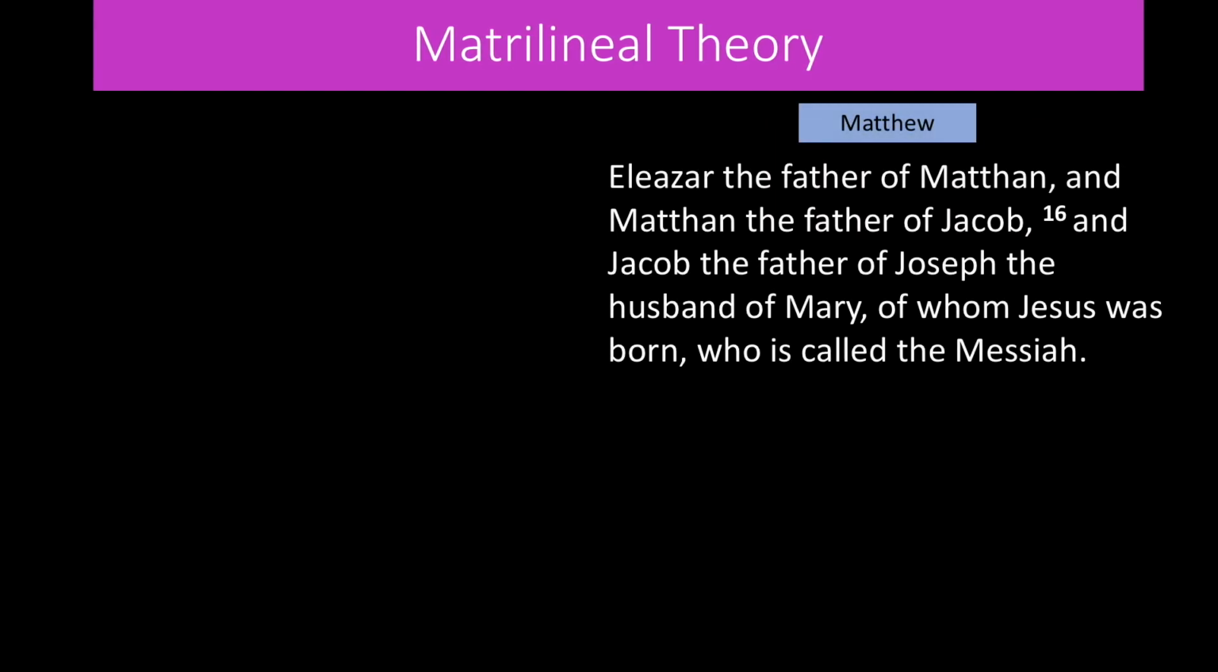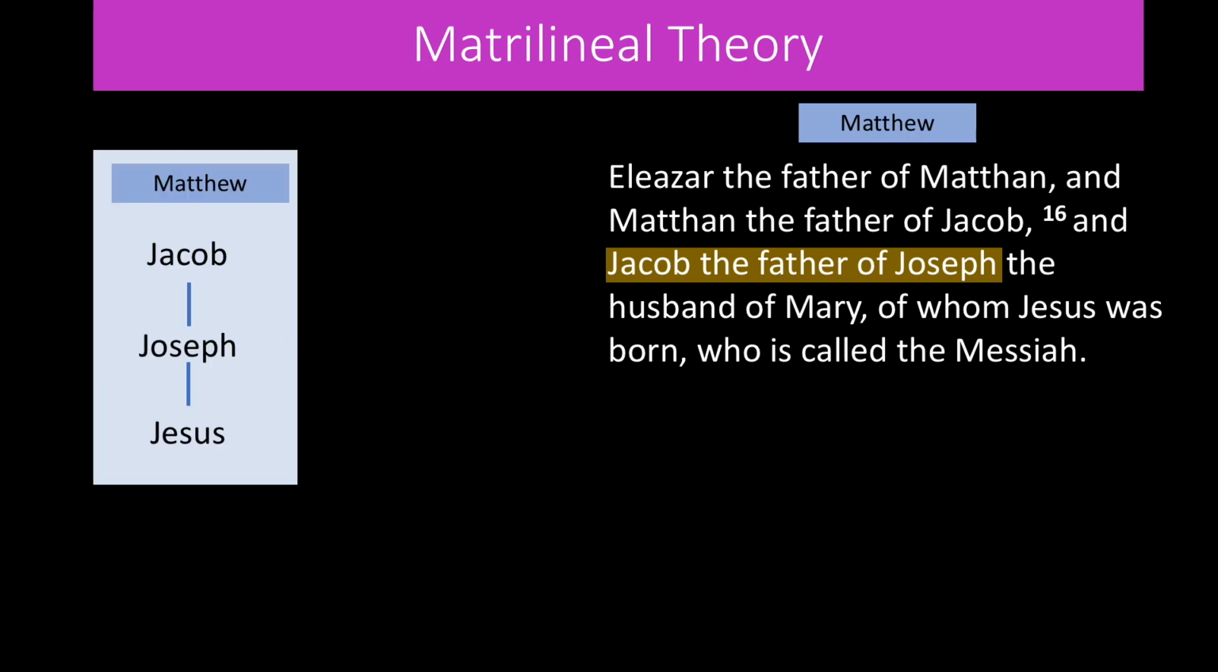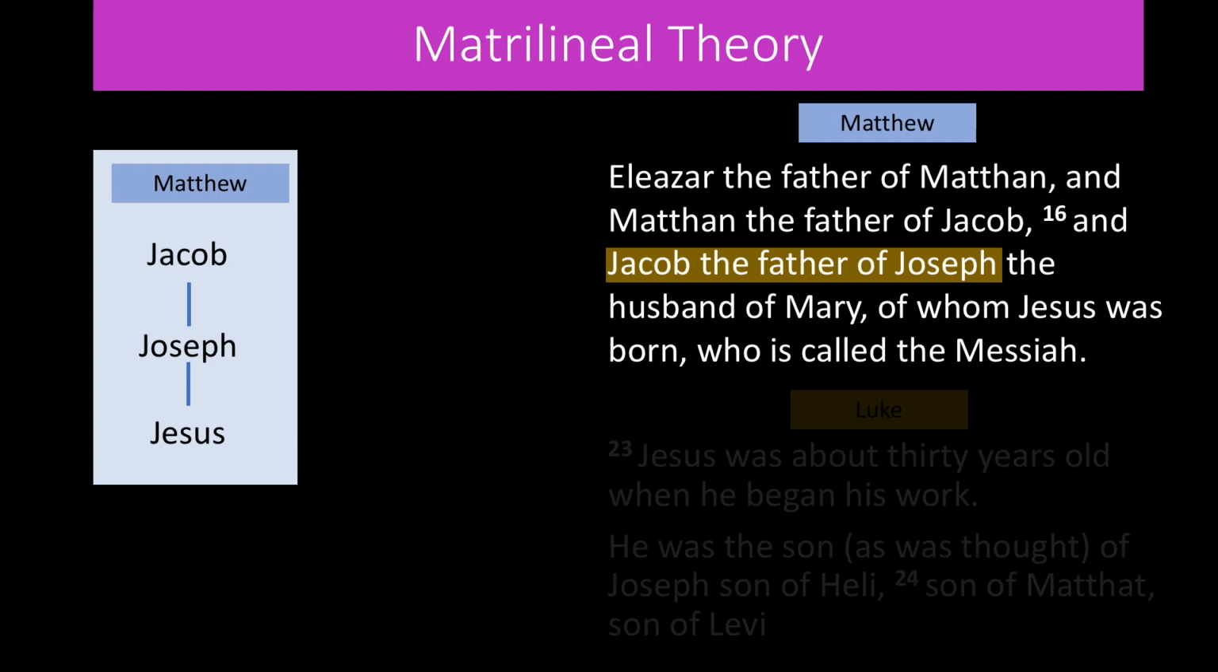So let's start with Matthew. Matthew tells us, quote, Eliezer the father of Matthan, and Matthan the father of Jacob, and Jacob the father of Joseph, the husband of Mary, of whom Jesus was born, who is called the Messiah. So Matthew is very clear in telling us, as you can see in the highlighted portion, that Jacob is the father of Joseph, and thus we could represent it in this diagram. There is no confusion within Matthew who Joseph's father is. It is clearly Jacob. Let us now consult Luke.